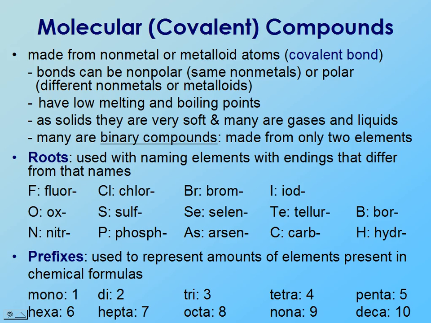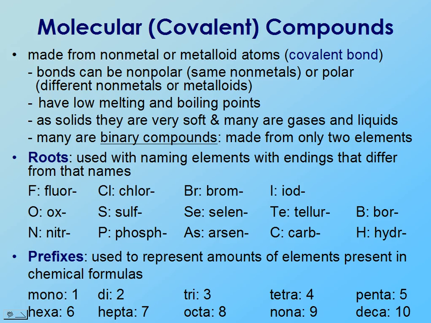They are made from either nonmetals or metalloids. They are held together with covalent bonds because they share electrons. If they're the same elements, they are nonpolar bonds. If they are different, they are polar. They have lower melting and boiling points. They typically are soft and can exist as gases and liquids. Often we see these as binary compounds. Some of the organic ones we will get into later on can be made from more than two elements.